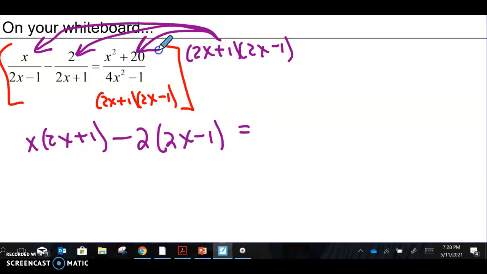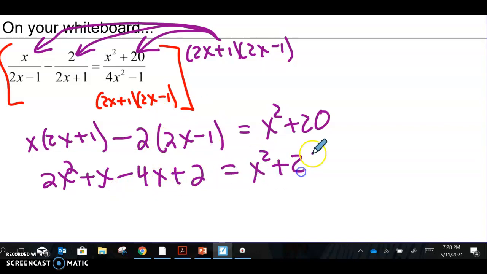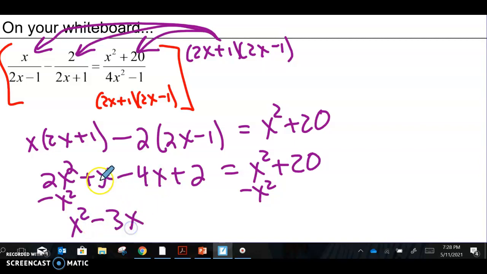When I multiply this times this, the whole denominator cancels. And I just get x squared plus 20. So I'm going to distribute my x through here, the -2 through here. -2 times 2x is -4x, but -2 times -1 is +2. I want to get all my x squareds over here. 2x squared minus 1x squared is x squared. Minus 3x, 1x minus 4x. And I'll subtract 20 from the 2.